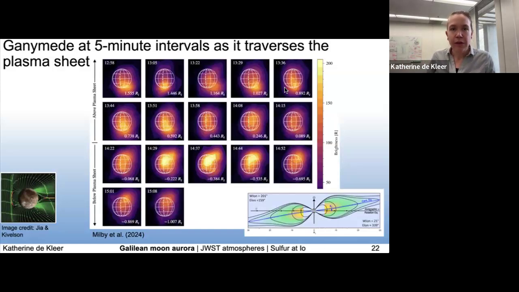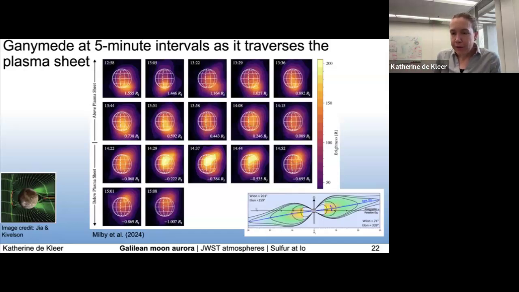So this series of snapshots shows an image of the oxygen aurora at Ganymede as it's moving from above the region of densest plasma through and then to below the region of densest plasma. What you can see in these images is at the beginning, when it's above the densest plasma, the southern auroral oval is mainly lit up. And then you can see it transition into the northern auroral oval being lit up. So whichever auroral oval is facing that region of densest plasma is the one that's primarily illuminated.